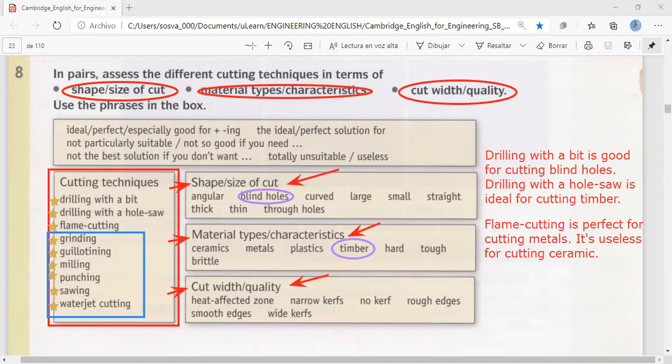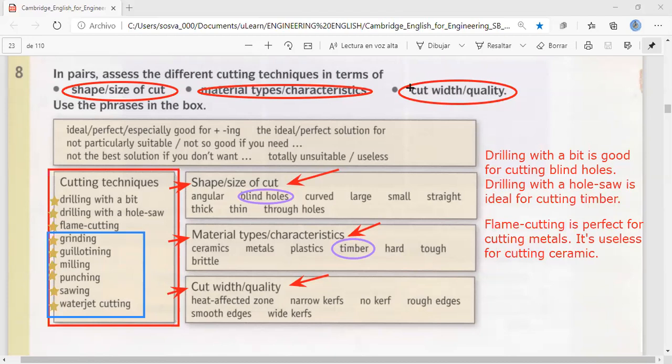So that's what you have to do. In this case, it's important to describe with these sentences. When you talk about a particularly suitable or best solution, it's necessary to combine this kind of description with these techniques or characteristics. You decide what you want to combine, actually: the shape, the material, the cut width. And you have the phrases in the bottom box.